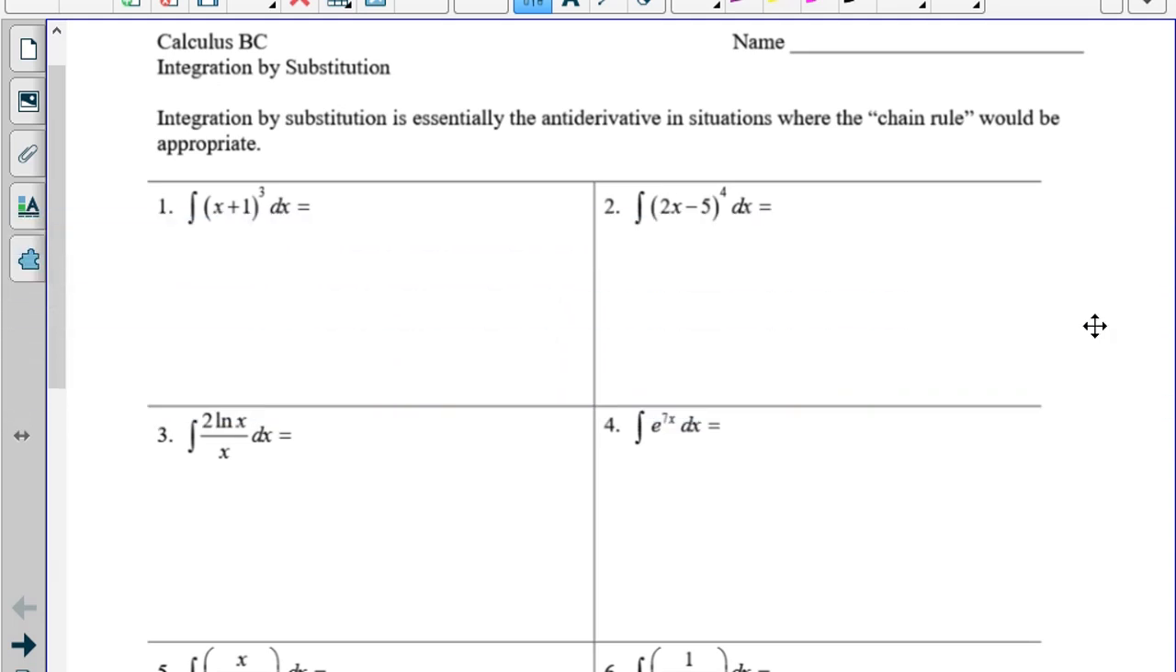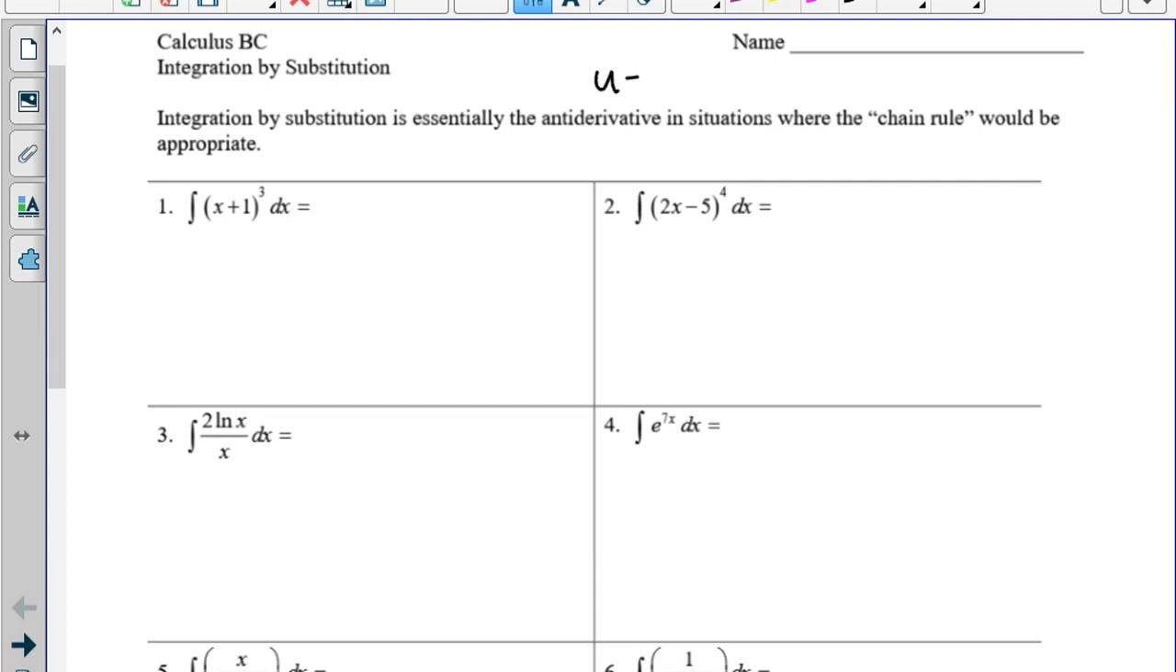Integration by substitution is when you take the antiderivative, or you're integrating, and you have a function where, if you look at what's happening, the chain rule would essentially be in effect. So we're basically undoing the chain rule when we anti-differentiate. Anti-differentiating is undoing differentiation. When we have to do substitution, we undo the chain rule.